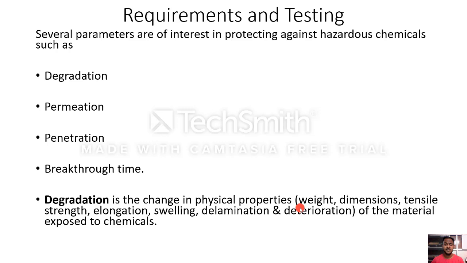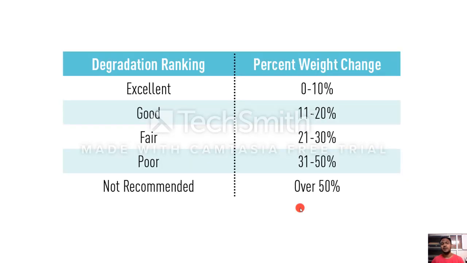should not get affected. For example, delamination, because normally these materials are made up of a multi-layer construction. Multi-layer fabrics are used to make this garment, so it should not undergo delamination or deterioration. It should not undergo swelling problems also when exposed to chemicals. Normally this degradation is the main test that we carry out.